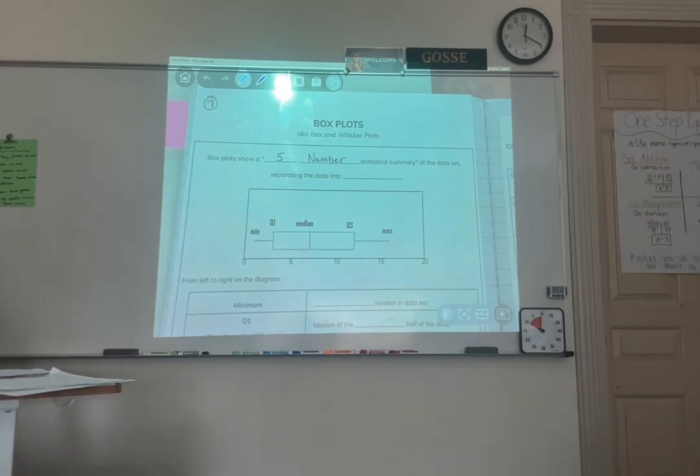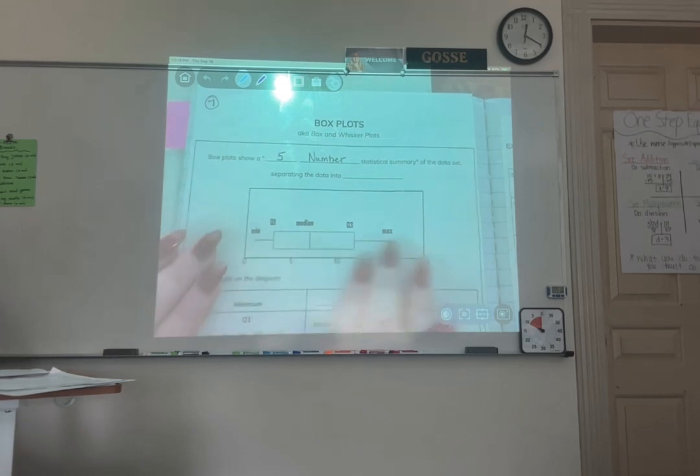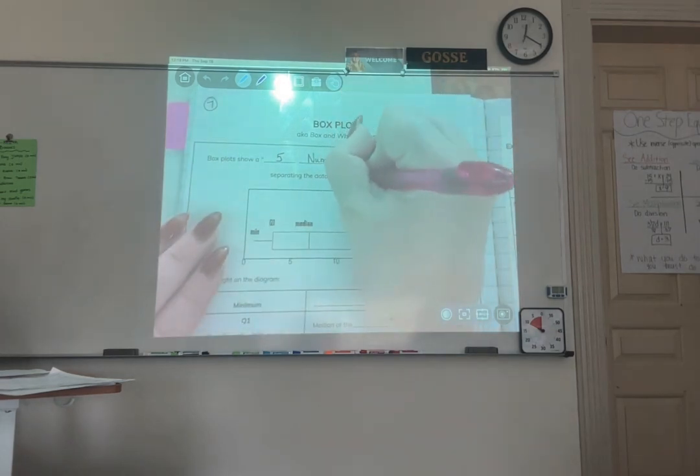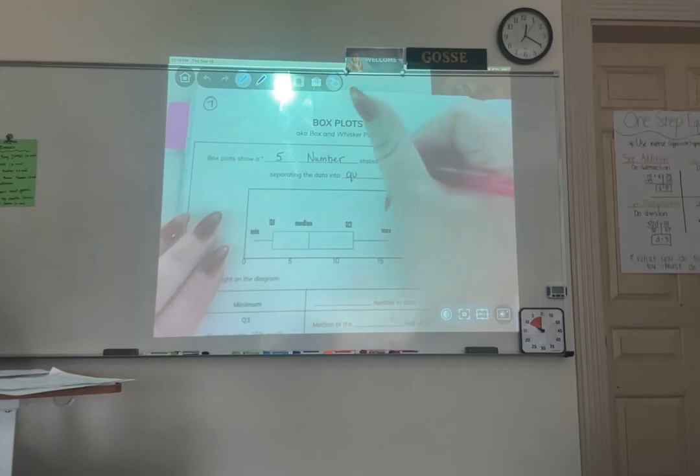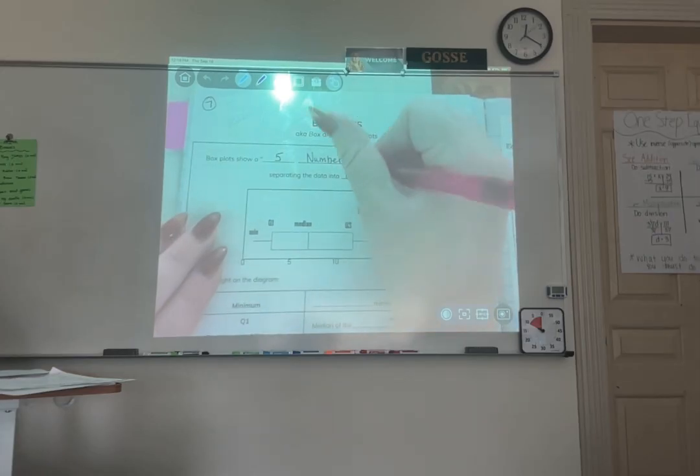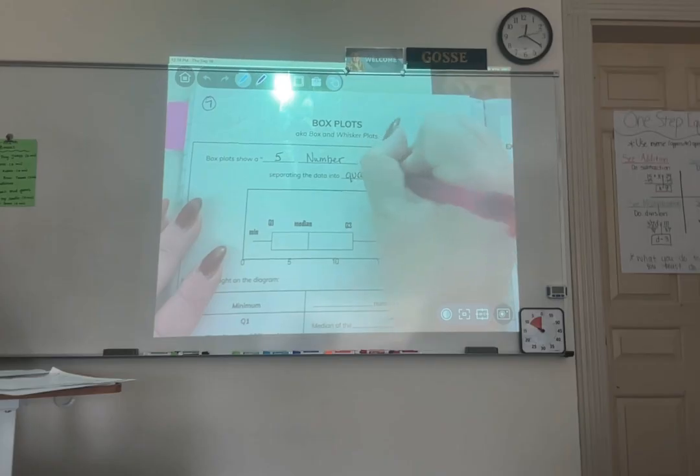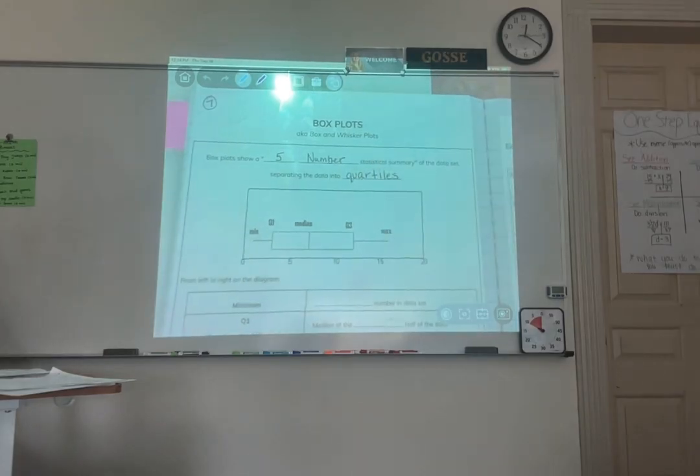All right. This is also going to separate our data into quartiles. This is an interesting keyword. Q-U-A-R-T-I-L-E-S, quartiles. Now hopefully the word quartiles makes you think of a similarly spelled word. What word might that be? Quarters. Quarters, yeah. So this graph here that you see is going to be broken down into fourths.